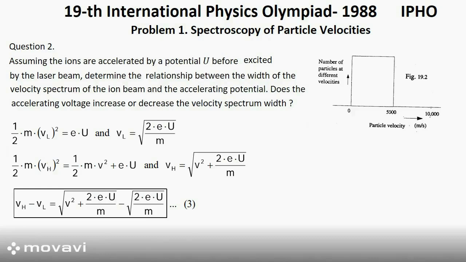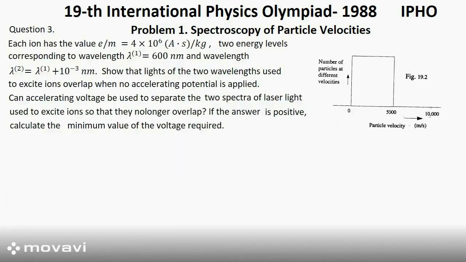Note that the final velocity of accelerated ions is not the sum of v and the square root of 2U over m, as velocity changes with time. In equation 3, if this square root is negligibly small, the change in the width of the spectrum is negligible. By the same token, if this root is large or approaches infinity, the width of the spectrum of the light used in exciting the ions becomes increasingly narrow and approaches 0. That was the solution to question 2.